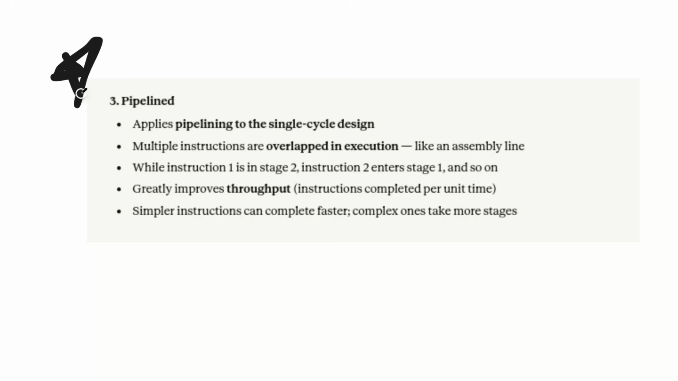Then we have pipeline. Pipeline applies pipelining to a single cycle design. Multiple instructions are overlapped in execution like an assembly line. While instruction 1 is in stage 2, instruction 2 enters stage 1, and so on. It greatly improves the throughput, the instructions completed per unit time.